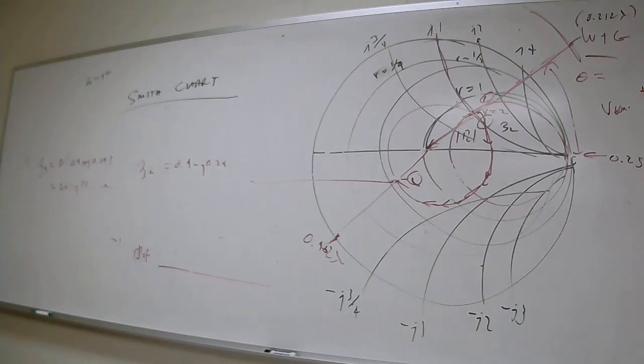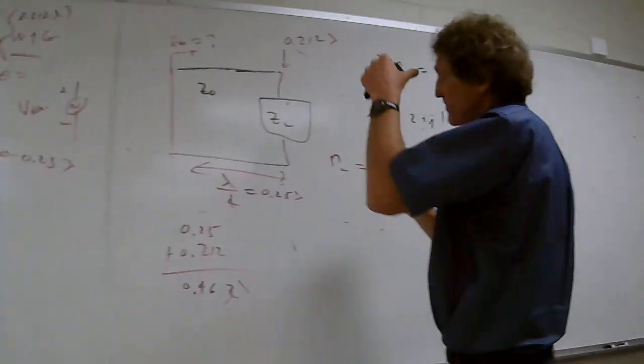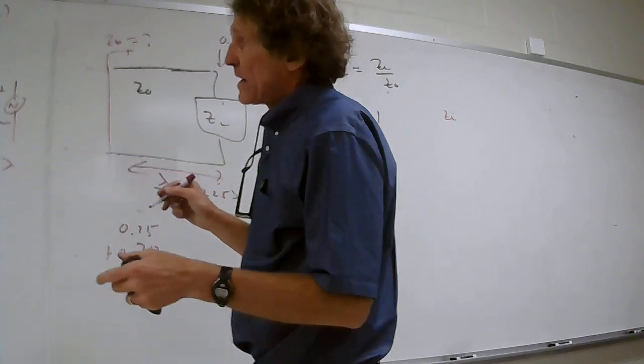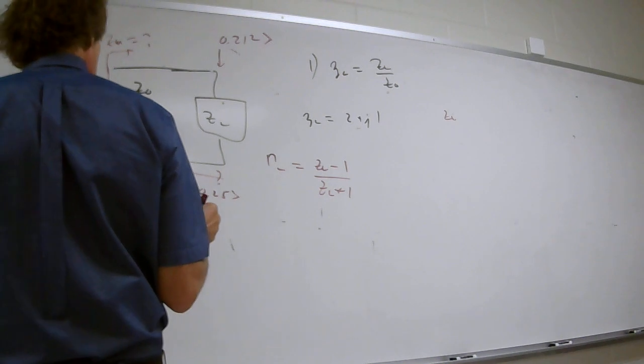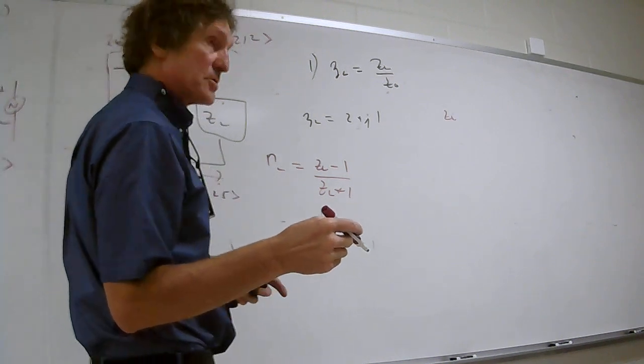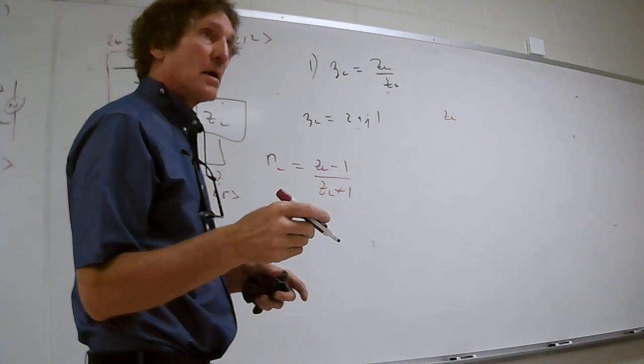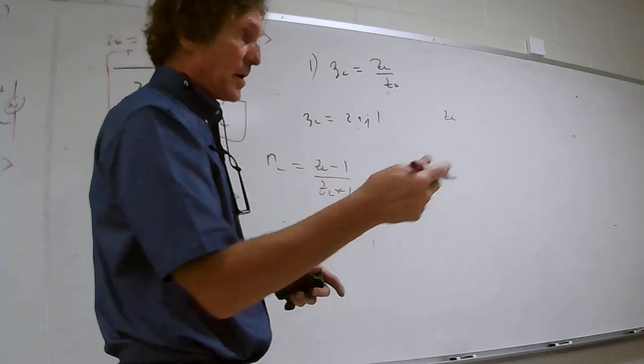Well, we actually know that Zn for that line, if it is 50 ohms, right? And I made up, I said the normalized was 2 plus j1. Yeah.